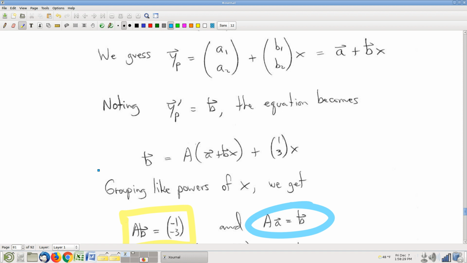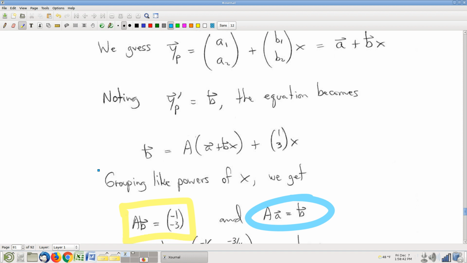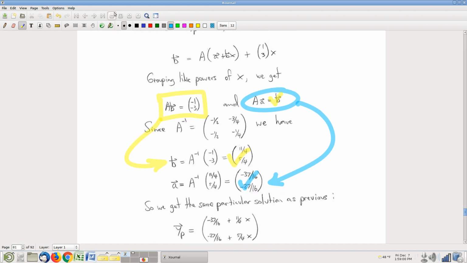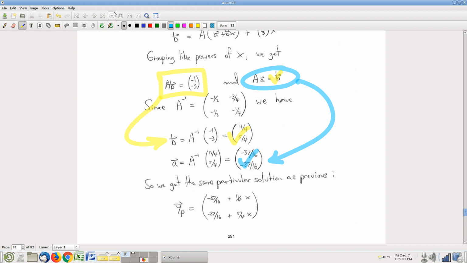Start with the yellow equation. Find that B vector. There might only be one solution to this B vector. Once you know that B vector, then solve the blue equation for the A vector. And so you'll notice that's what we do here. That matrix is invertible, so this yellow equation tells us B. Once I know B, the blue equation tells us A. And plugging back in at the very beginning, this gives you that particular solution.